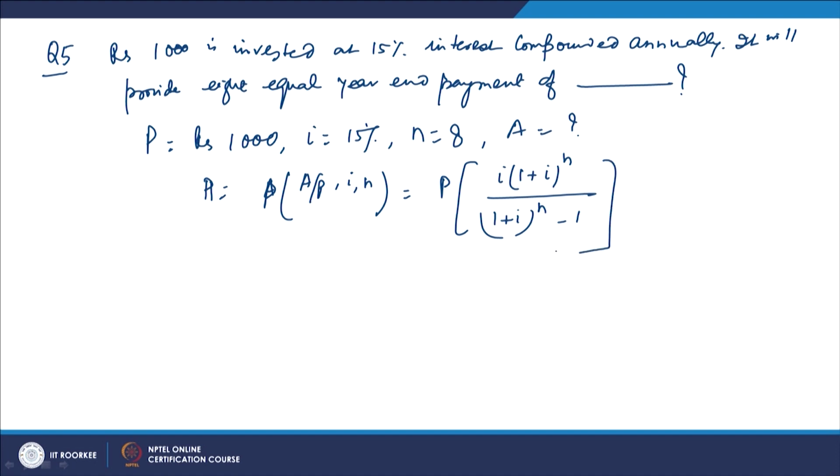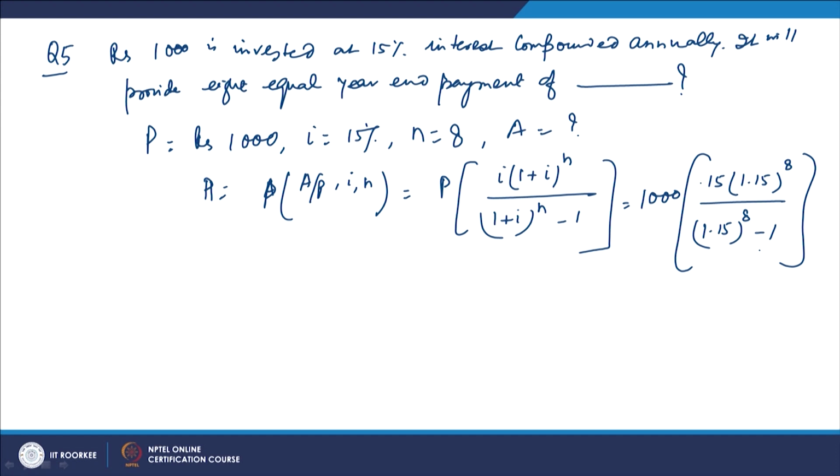Now, if you try to find this factor, it will be 1000 multiplied by i, which is 0.15, times (1 plus i) = 1.15 raised to the power 8, divided by 1.15 raised to the power 8 minus 1. This is what the factor looks like, and if you calculate it, it will be 0.223, so it will be something like 223 rupees. What is seen is that you are going to get 223 rupees every year.